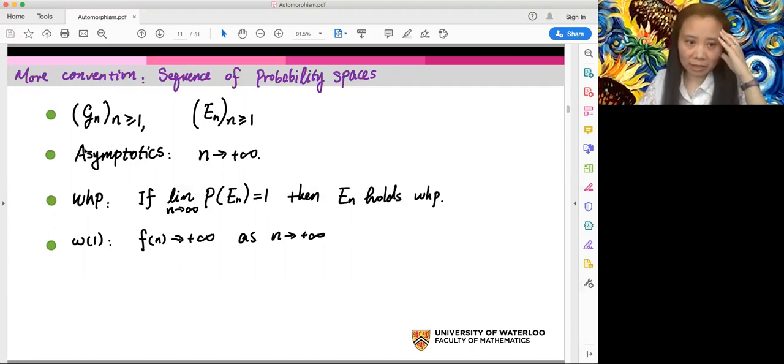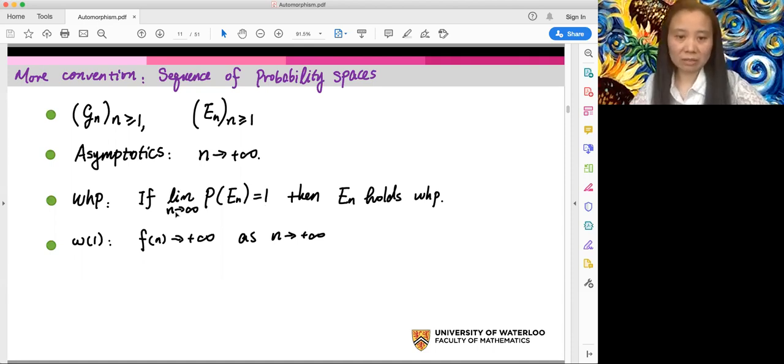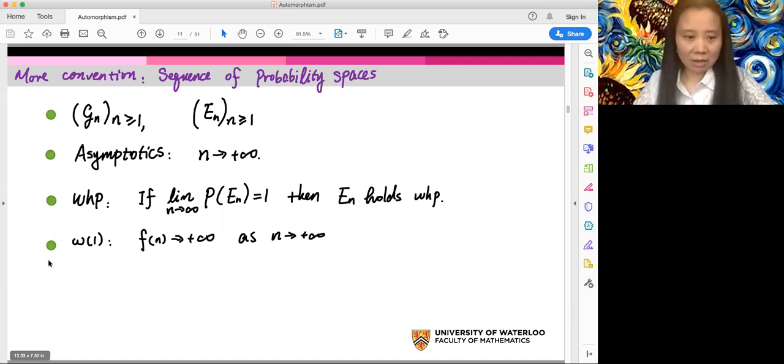So we typically care about asymptotic behavior of random graphs, or events in random graphs, and asymptotic always refers to n going to infinity. We use the notation WHP to denote "with high probability." If for some event, the probability of that event occurring goes to 1 when n goes to infinity, then we say this event occurs with high probability. I also use omega(1) to denote a function of n that goes to infinity as n grows.